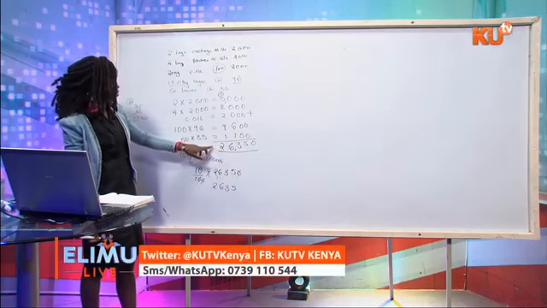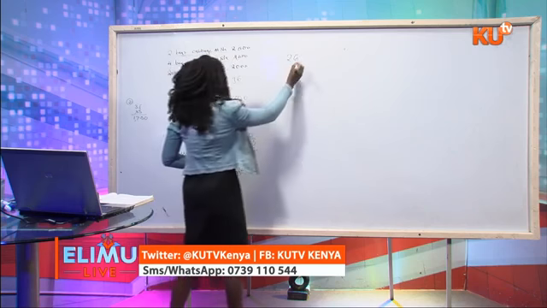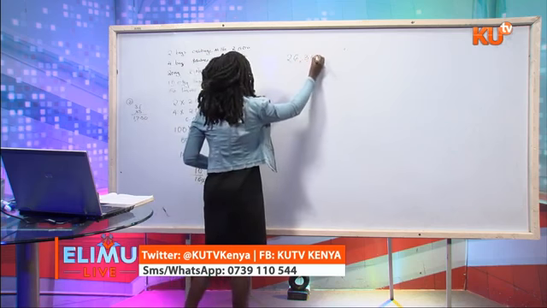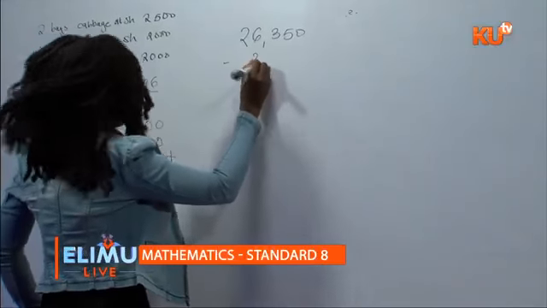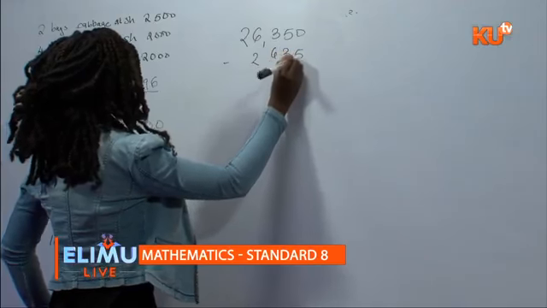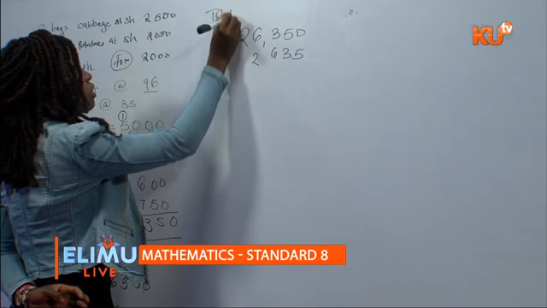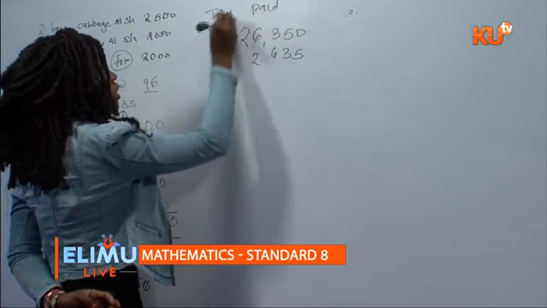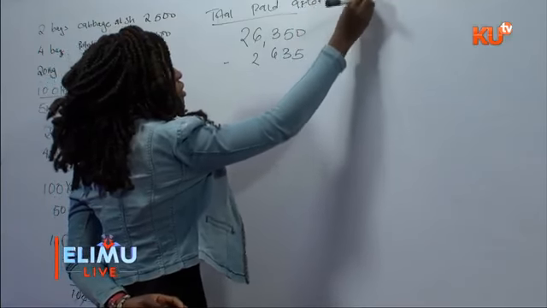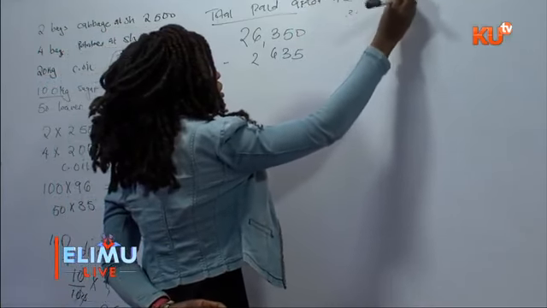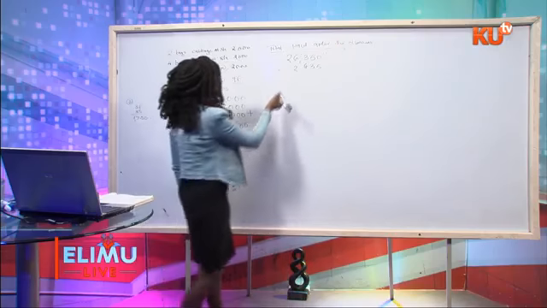If this was the discount, it means that it was subtracted from the total amount that he was supposed to pay. So we take the 26,350, we subtract the discount, and the discount was 2,635. So here we are getting the total paid after the discount, the total amount of money that he paid after the discount.